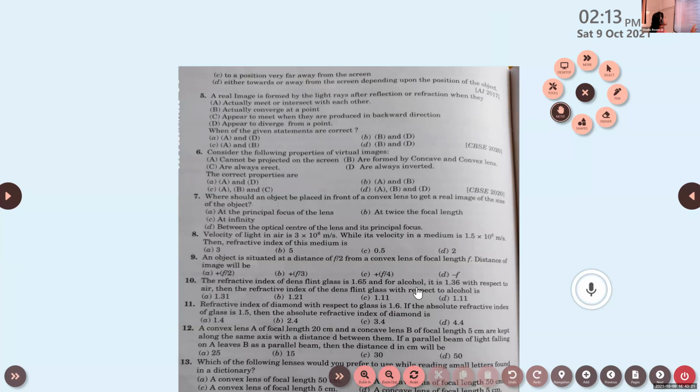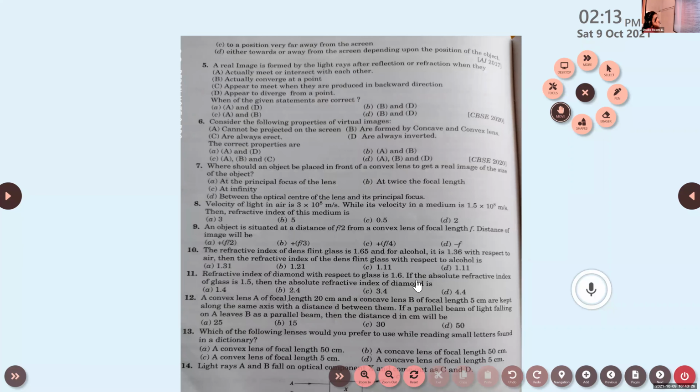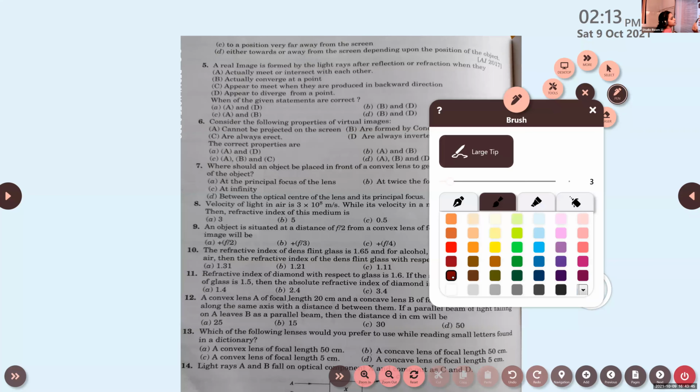Okay. Question number 5. A real image is formed by the light rays after reflection or refraction when they actually meet or intersect with each other, actually converge at a point, appear to meet when they are produced in the backward direction, appear to diverge from a point. This is the correct answer.